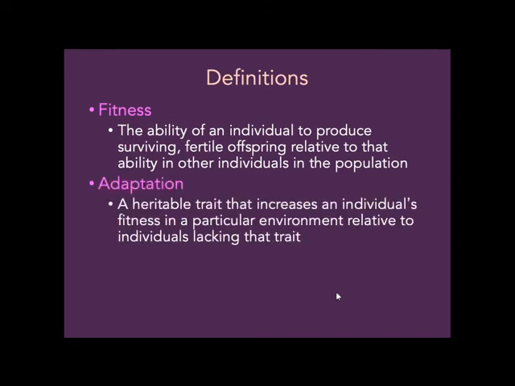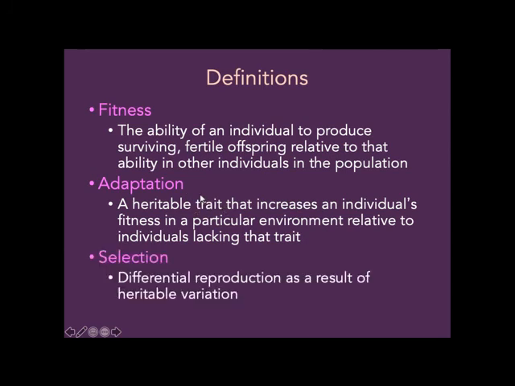Second definition, adaptation. So an adaptation is a heritable trait that increases an individual's fitness in a particular environment relative to individuals lacking that trait. So fitness refers to an ability to produce surviving fertile offspring relative to others. Adaptation is the trait itself. And adaptation is what allows you to live in that environment. Selection refers to differential reproduction as the result of heritable variation. So it's basically what I just showed you in the previous slide. Okay.